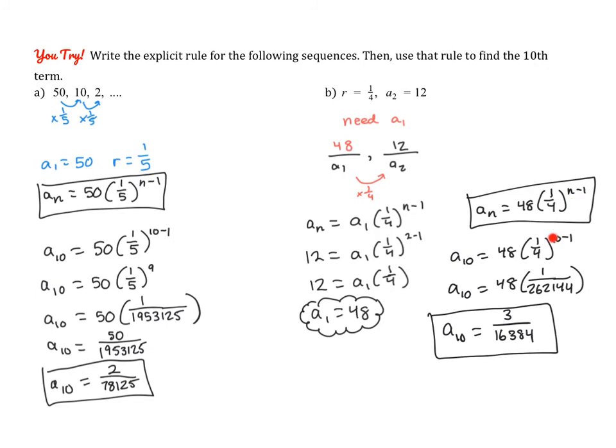And then you can simplify it, and then we find the 10th term by replacing n with 10. And you can simplify this rather than getting a decimal. I guess a decimal is fine, but I think a fraction is a little better for these types of problems.